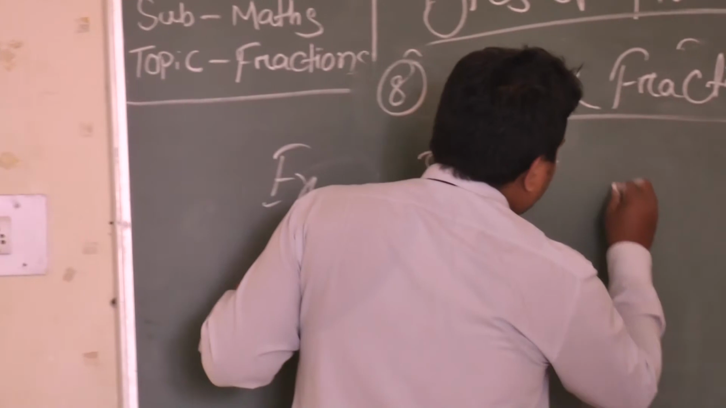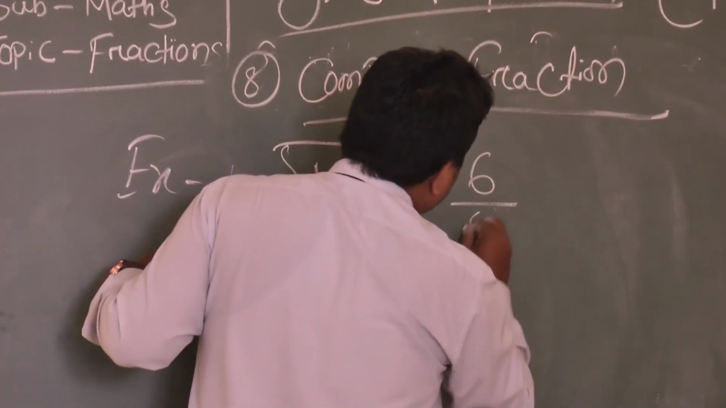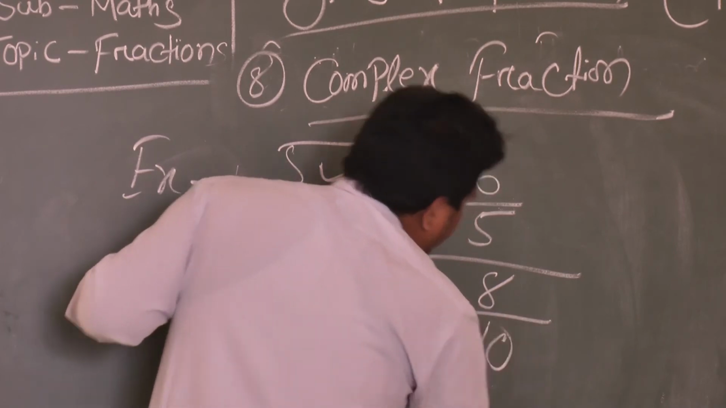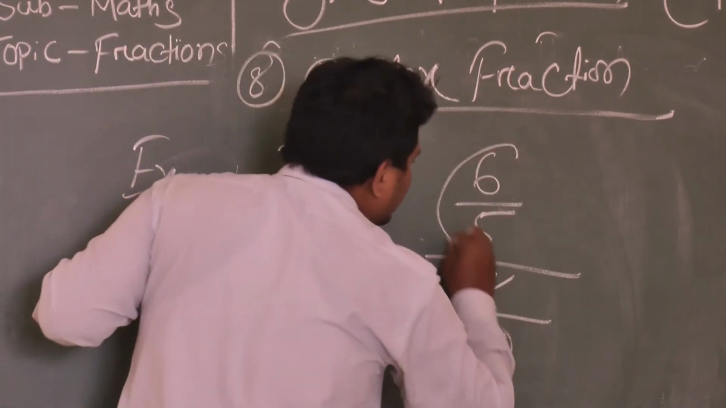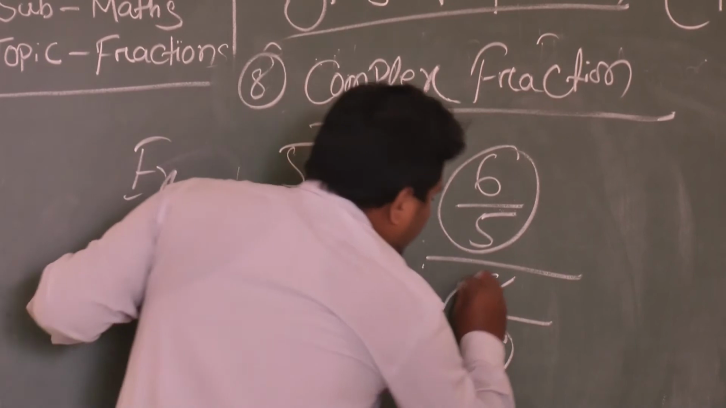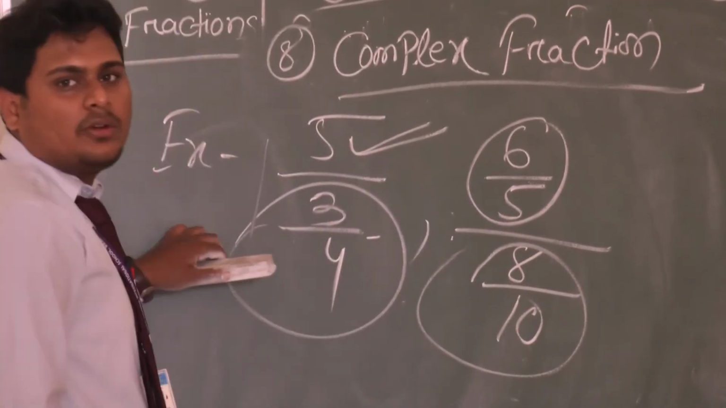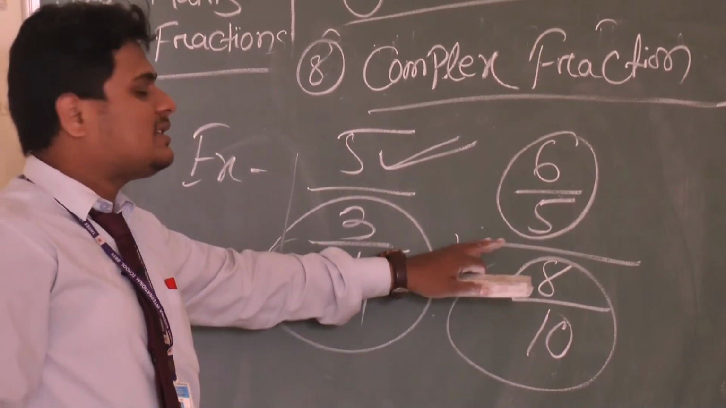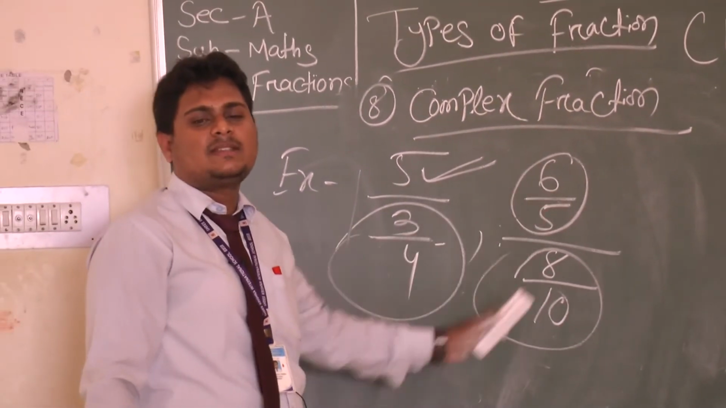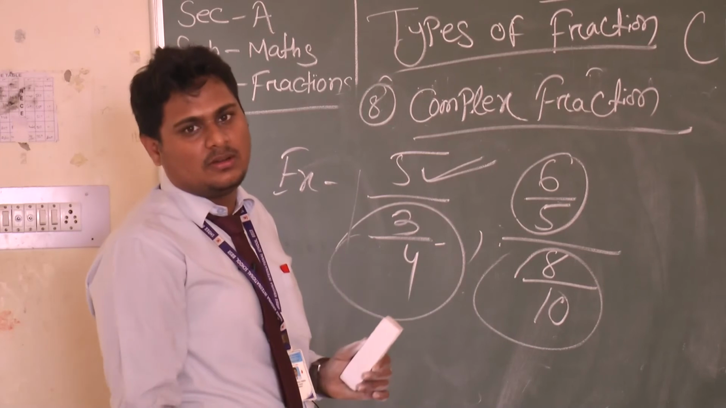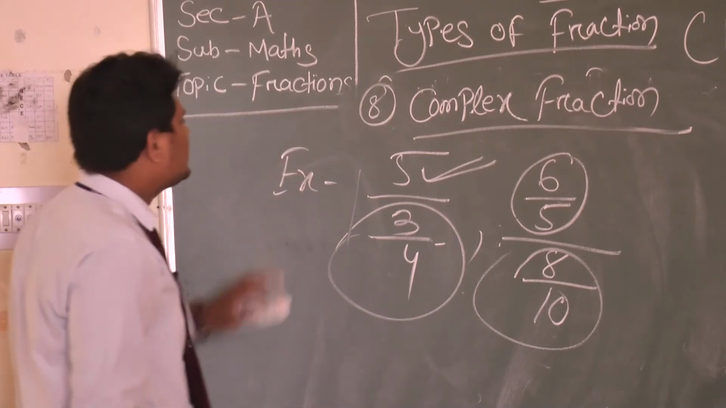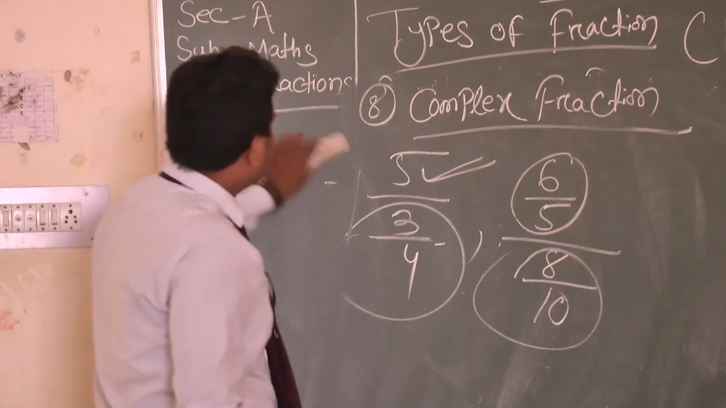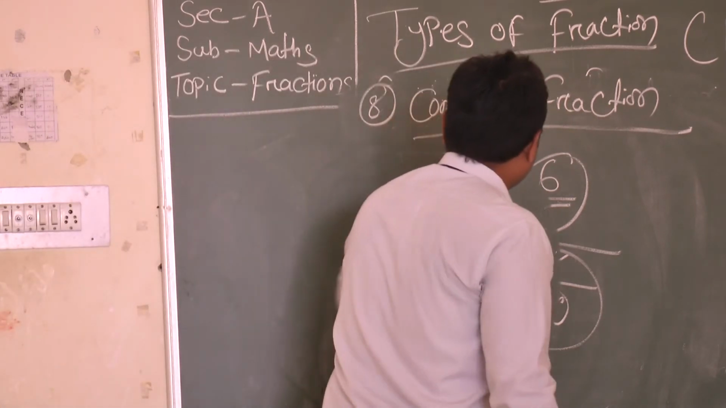Then see another example, 6 by 5 divided by 8 by 10. Here the numerator is also a fraction and the denominator is also a fraction. Okay, so both here are fractions, it means it is a complex fraction. Okay, so this is the 8th number fraction, that is the complex fraction. Now we will discuss about the decimal fraction.